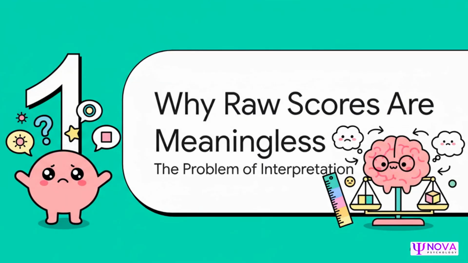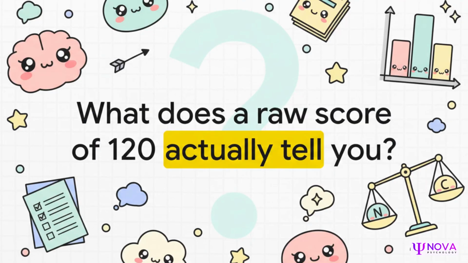All right, let's dive right in with a fundamental problem that haunts all kinds of measurement, whether it's a pop quiz or a high-stakes licensing exam. It's all about the problem of interpretation. I want you to imagine something. Someone takes an aptitude test, and they get a raw score of 120. So, what does that number really tell you? Is that good? Average? Does it mean they're a genius, or that they totally bombed it?